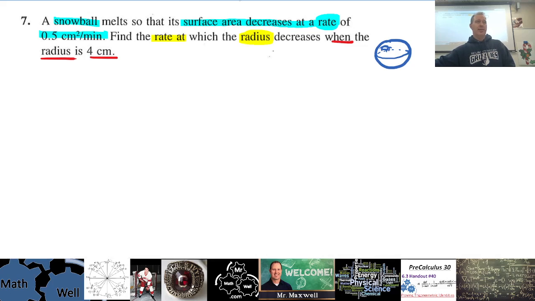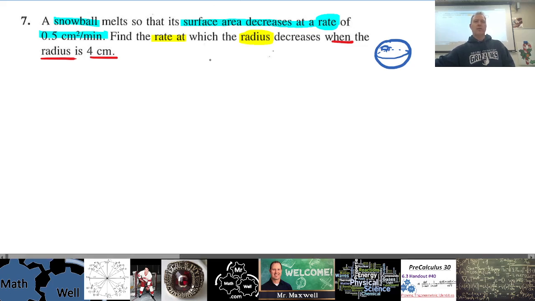We talked about this yesterday, right? What's the surface area of a sphere? You remember that formula? Surface area for a sphere is 4 pi r squared. You remember that r squared because it's area. That's the formula for surface area. Now that relates the radius. As the snowball melts, the surface area decreases. We could have been given a rate of decrease of the volume as well, and we would just have to use a different formula. But we're given the surface area rate, so we want to use the surface area formula.